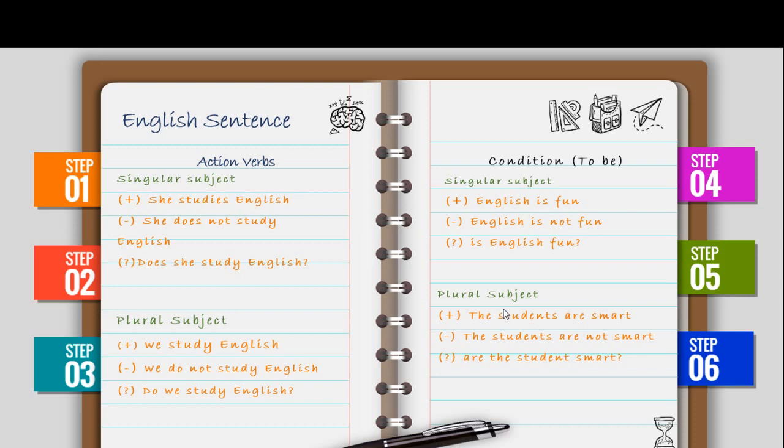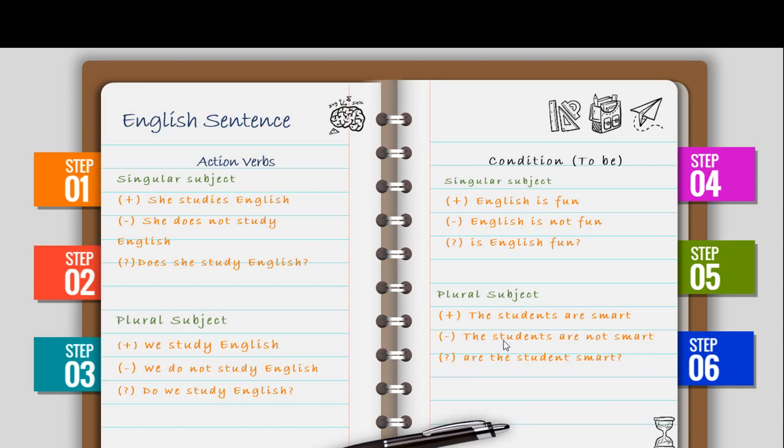And how do you make a sentence from a plural subject? Look at this example. The students are smart. So you use are instead of is, because the subject is plural. And the negative form is, the students are not smart. Just put not after the to be itself.